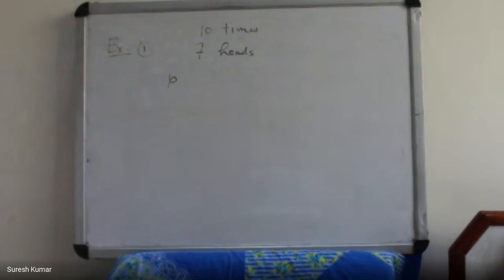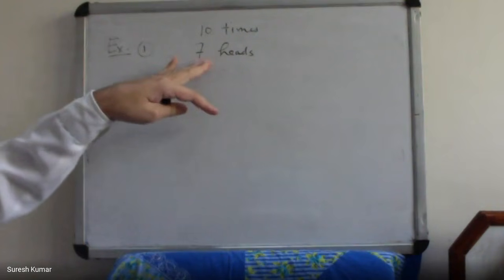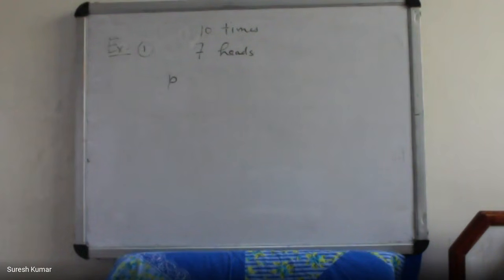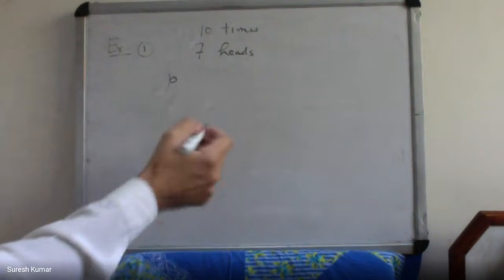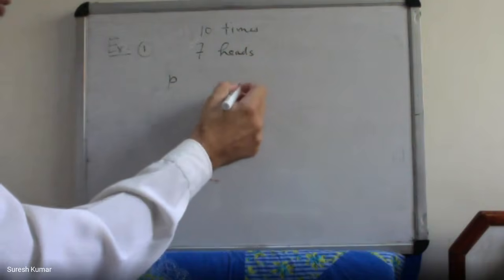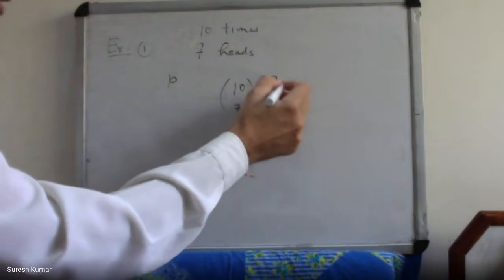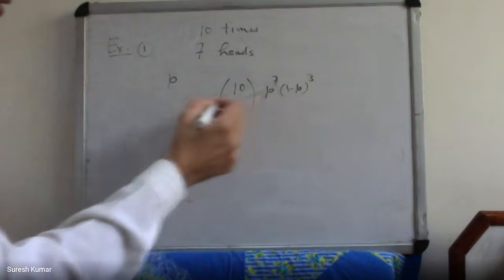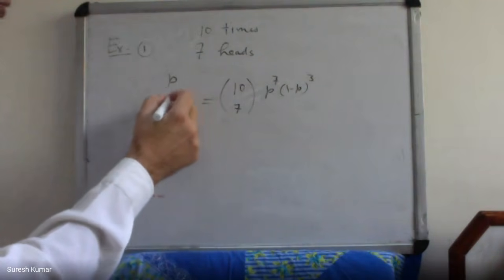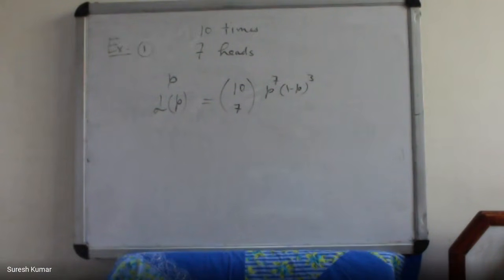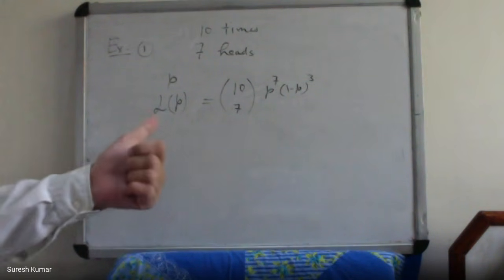Now how to do it? First, you need to write a function that we call the likelihood function, that gives the probability of getting 7 heads out of 10 trials. So what is that function? You know from binomial distribution, the probability of getting 7 heads out of 10 trials is p power 7 into (1 minus p) power 3. This is clearly a function of p. So this is the likelihood function of getting your sample.